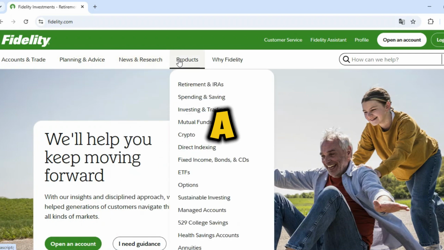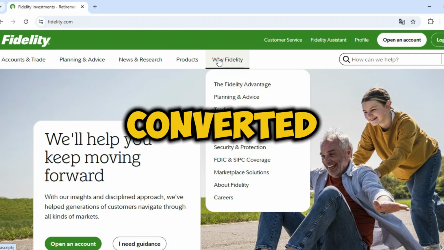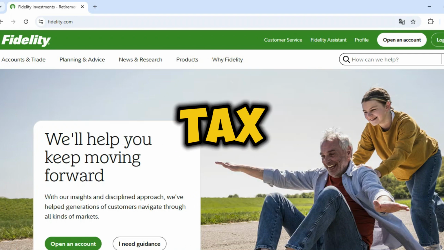Let's break it down. A Roth conversion moves money from a pre-tax traditional IRA to an after-tax Roth IRA. You pay income tax on the converted amount now, but withdrawals in retirement are tax-free.